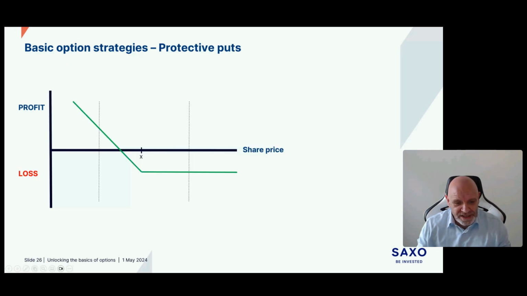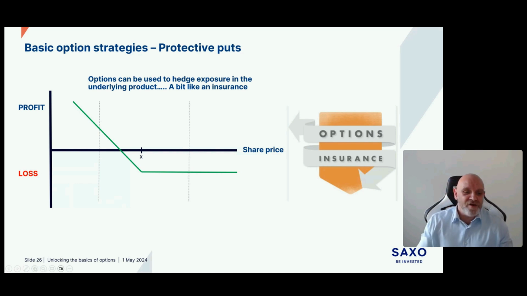Protective puts is another way of using puts, and I think we already covered that. If you bought a share, a common example is Nvidia. Nvidia had an enormous run up, and you think it's going to go higher someday, but I don't want to lose my profits. You could buy a put, which protects your position in Nvidia.